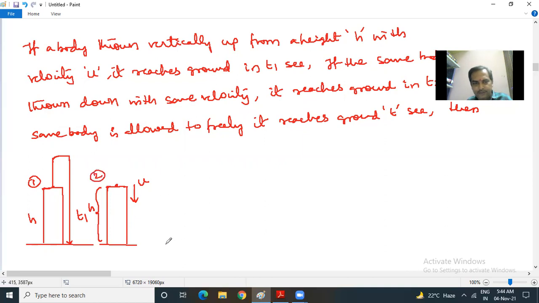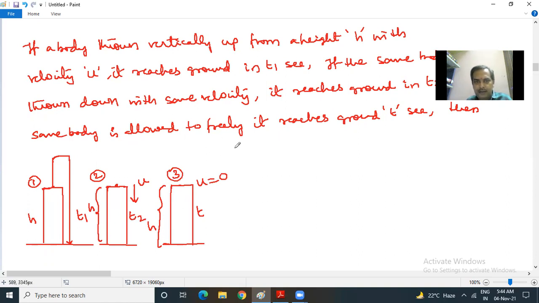Third diagram. From the same tower, you are dropping the same stone. So dropping same stone means u is 0. Again it covers. So in the second case, it reaches the ground in t2 seconds. Maybe in the third case, it reaches in t seconds. So you have to relate t1, t2.